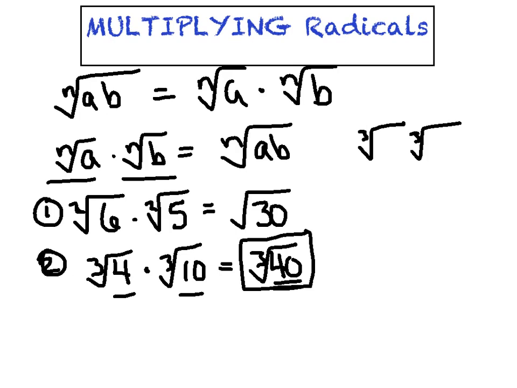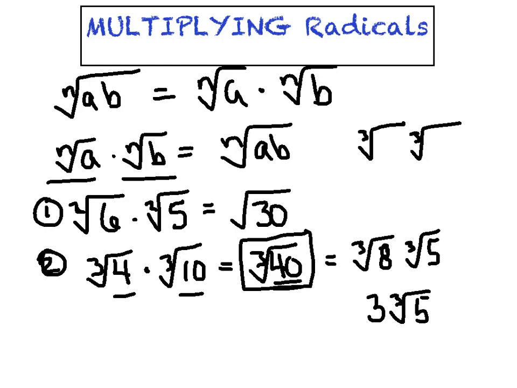And I think that 40 is divisible by a perfect cube, namely 8. So I'm going to rewrite that as the cubed root of 8 times the cubed root of 5. And my final answer would be 3 times the cubed root of 5. Why is the cubed root of 8? Whoops, that's not a 3. That should be a 2. I hope you guys were thinking that something was wrong there. Yes, cubed root of 8 is 2 because 2 raised to the third power equals 8. And right there's our final answer for number 2.